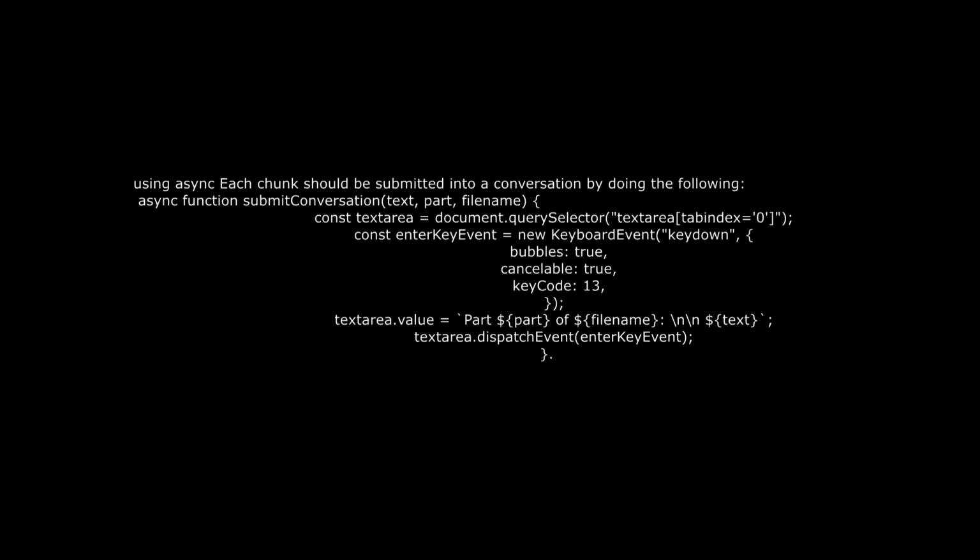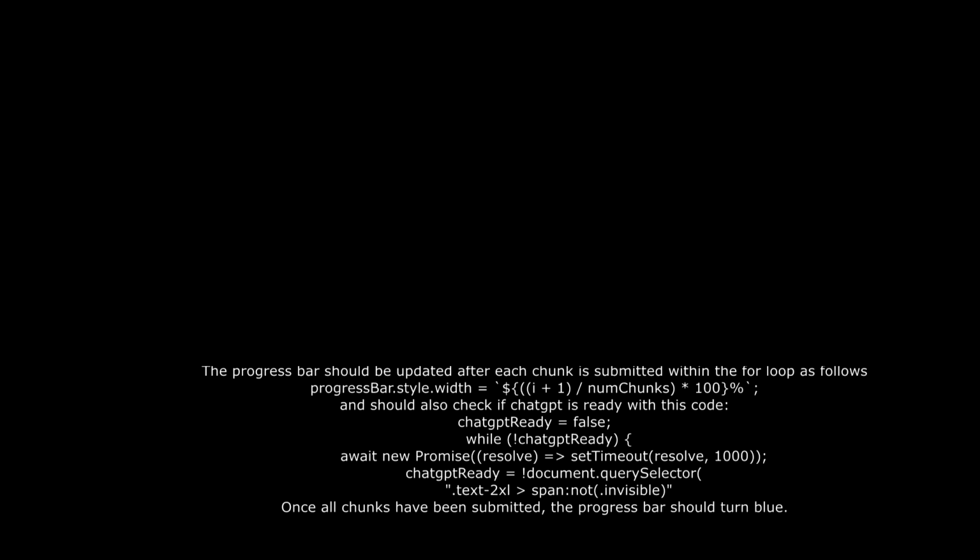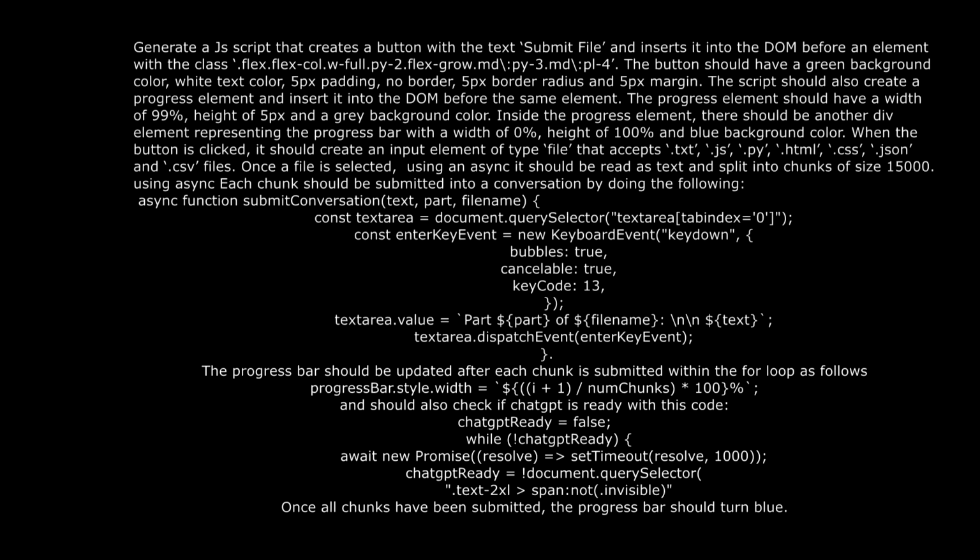Okay, in the next part of the prompt, we provided some code for guidance on how it would insert the information into ChatGPT. Then we also specify how we want the data submitted. We want to include the part of the chunk that is being submitted, as well as the file name. And finally, we ask ChatGPT to update the progress bar for every part it submits. Once all the data has been submitted, then turn the progress bar blue.